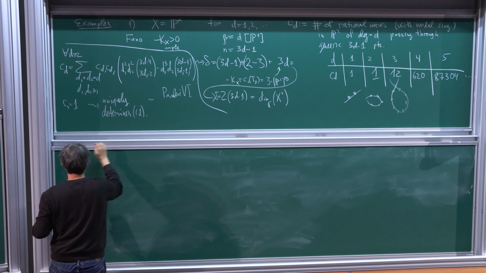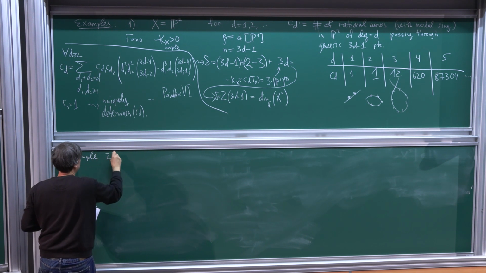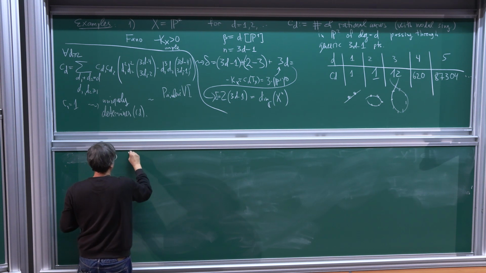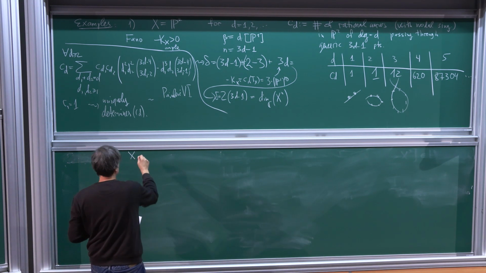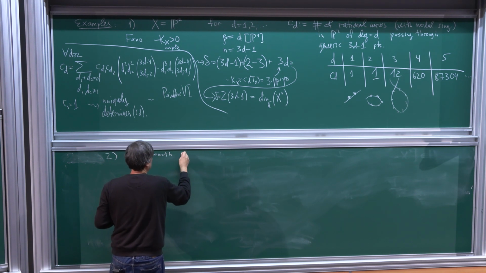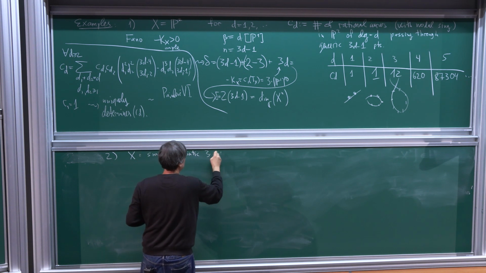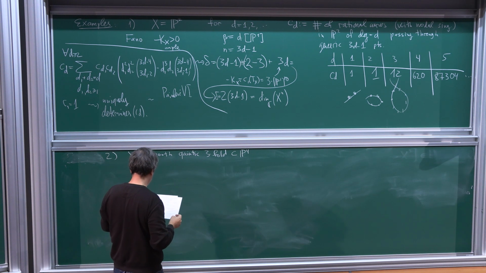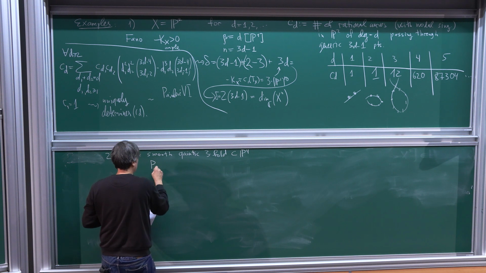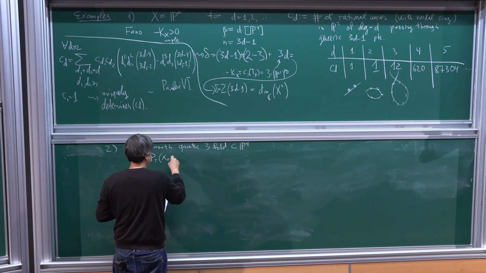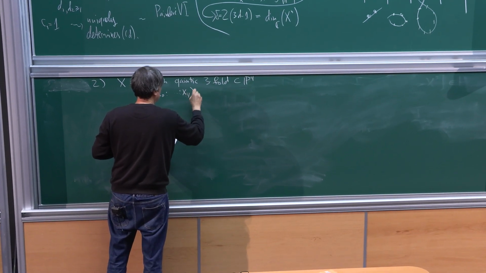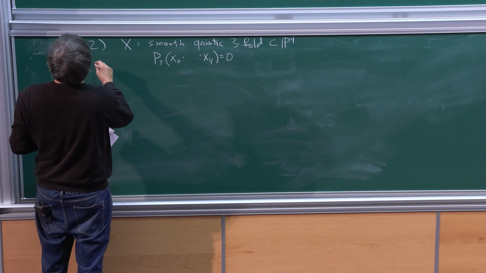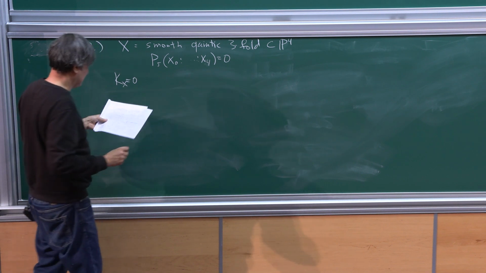So it will be example number 2. It's the most famous example in the subject: X is a smooth quintic threefold in projective space. It is given by a homogeneous equation in 5 variables, a homogeneous polynomial of degree 5. And that's the case when the canonical class is 0. It's called a Calabi-Yau variety.